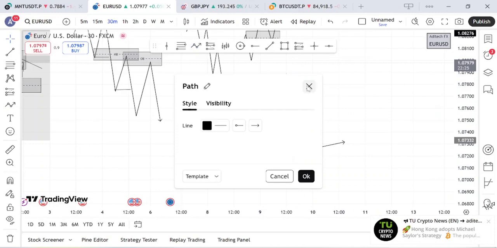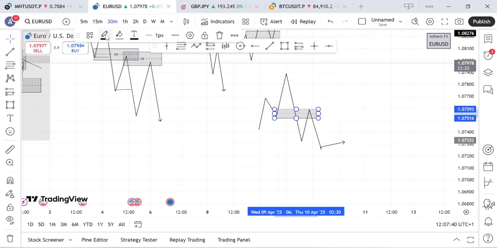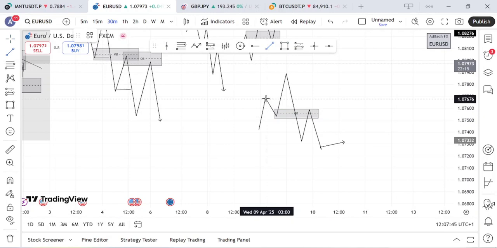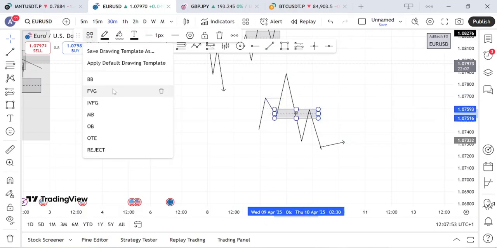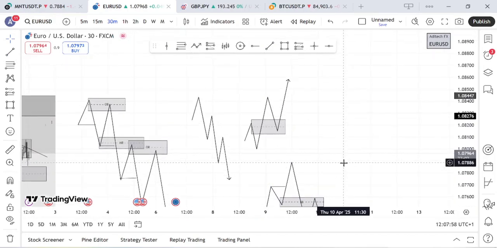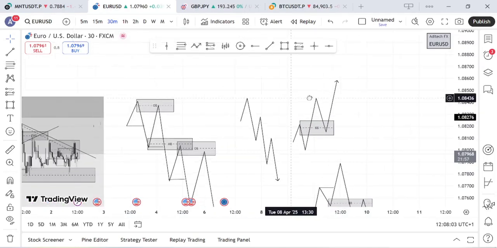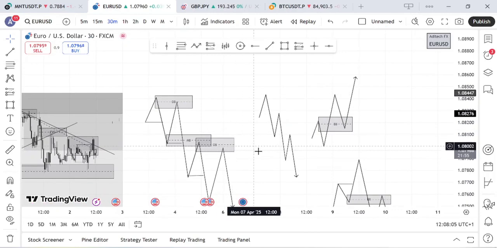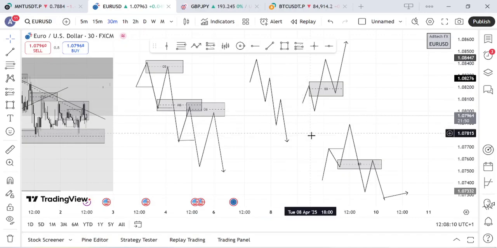So this is a breaker block, right? A failed order block. We had a break of structure. Price was supposed to respect this order block, flipped and became a breaker block, BB. So this is a bearish breaker block. This is a bullish breaker block. I also taught us, now you have known the meaning of mitigation block and breaker block, right?